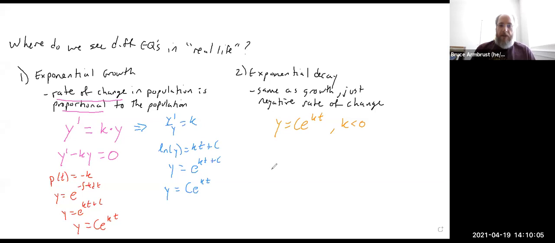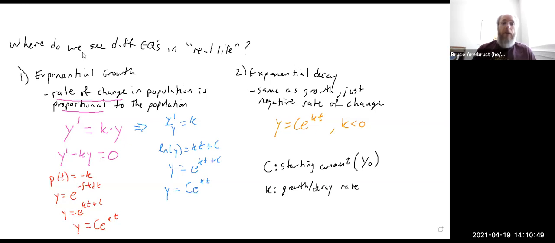Some things to know about C. C is the starting amount. Whatever that C is, it's basically y0. So if you're told how much you started with, cool, that's your C. You're done. Now K is a growth or decay rate. Sometimes it's given to you, sometimes you're told exactly what it is, but sometimes you have to figure it out.